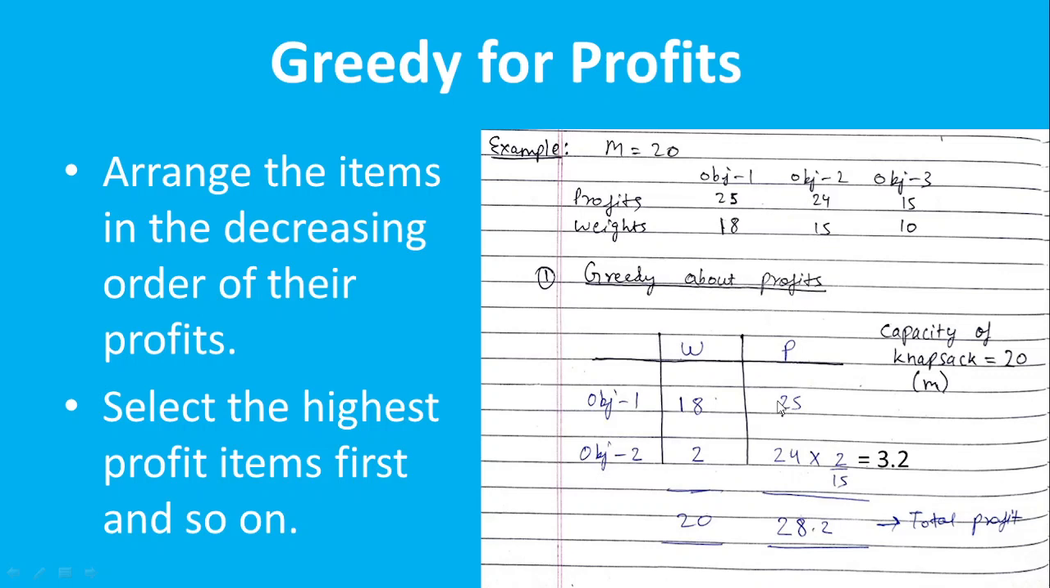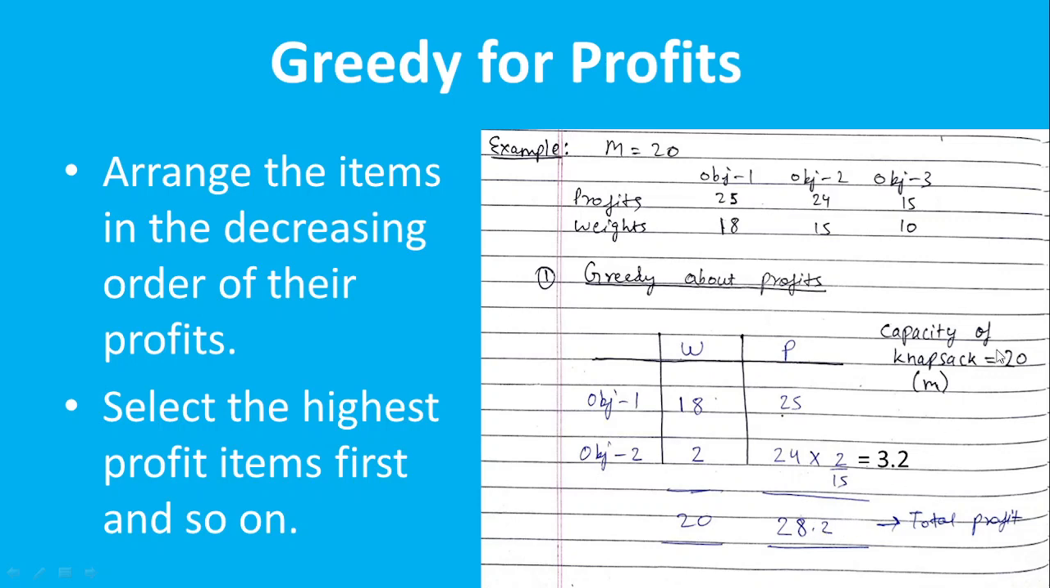Now the capacity of our knapsack will be 20 minus 18, that will be 2. So the next object, we can only take 2 units of it, and the next one we can take is object 2 because it has 24 profit. So 24 into 2 by 15 will be 3.2. So the total profit which we will be getting will be 25 plus 3.2, that is 28.2.